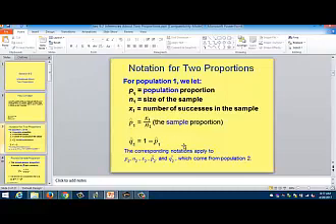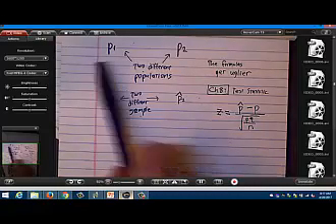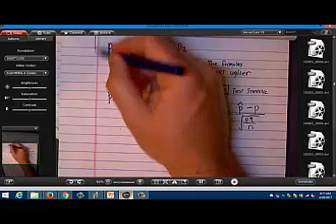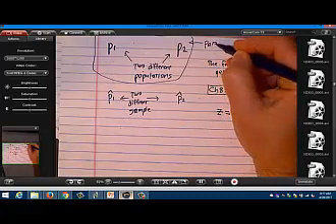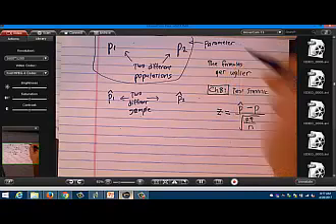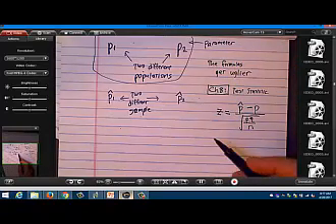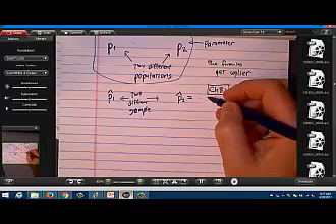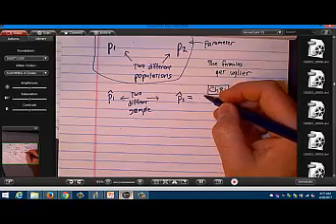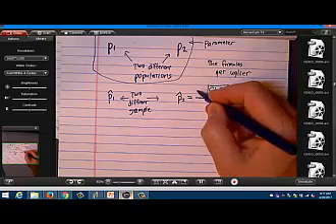Here, I am going to write one of these down. Because I noticed on my formula page, I wrote down P1 and P2, and those are the parameters. That's what we're trying to go after. But the statistics that we have are P1 hat or P2 hat. And for example, what does P2 hat equal? How do you compute P2 hat? X2 over N2? That's right.